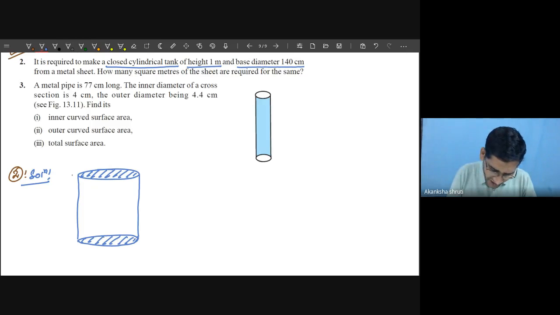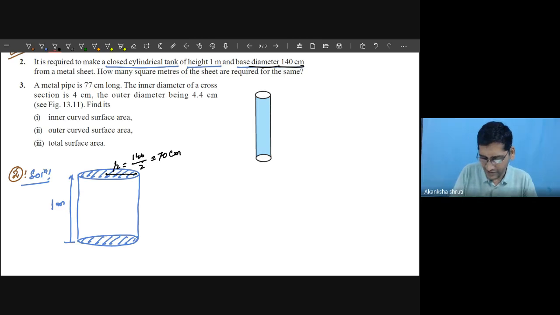It has some height h. The height is given as 1 meter, and it also has some radius r. The radius r is obtained as 140 by 2, because the diameter is given in the question. So 140 by 2 is equal to 70 centimeter. Or you may write down the given quantities over the figure by labeling the figure.